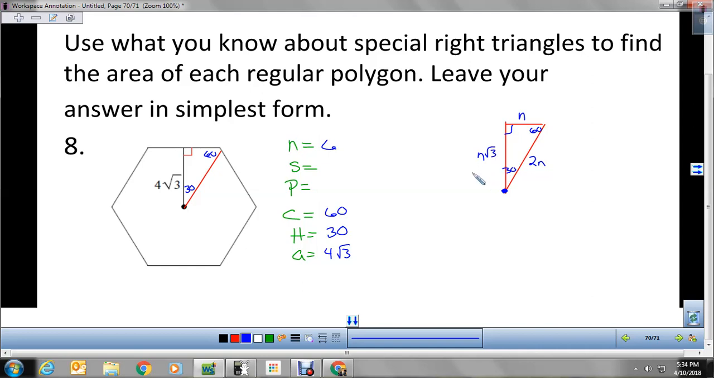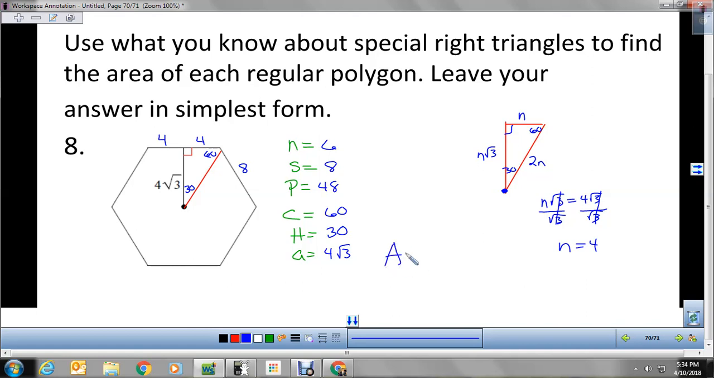So if we have 4 radical 3 as our apothem, which is going to correspond with this part, we can say that n radical 3 is equal to 4 radical 3. We want to solve for n, so we divide by radical 3. Cancels here, that means that n is equal to 4. So that means that this segment is 4. That's not our side length, that's just half of our side length, which means this side over here is also 4, which gives us a side length of 8. So our side length is 8, so now we can calculate the perimeter by doing 6 times 8, which gives us 48.